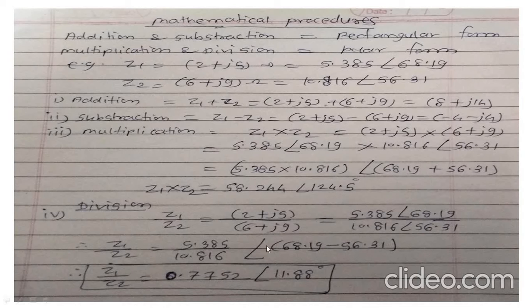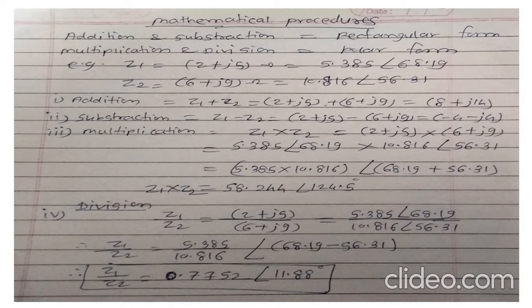So z1 upon z2 is equal to 5.385 divided by 10.816, at an angle of, for division there should be the subtraction of angle, that is 68.19 minus 56.31. So z1 by z2 is equal to 0.7752 at an angle of 11.88 degree.